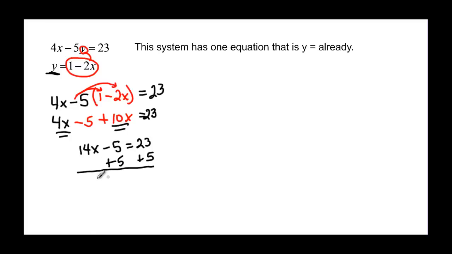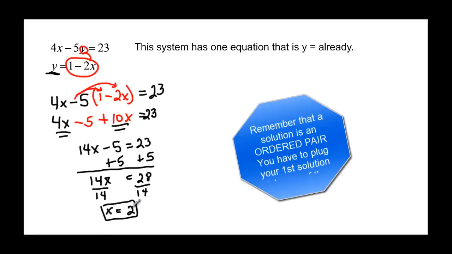So now I have 14x equal to 28, and if I divide by 14, I find out that x is equal to 2. Now, I'm not done, because remember it's an ordered pair, and this wasn't a y equals some number, it was a y equal expression. But I know what x is, so I'm going to substitute my x back into my y equal 1 minus 2x equation.